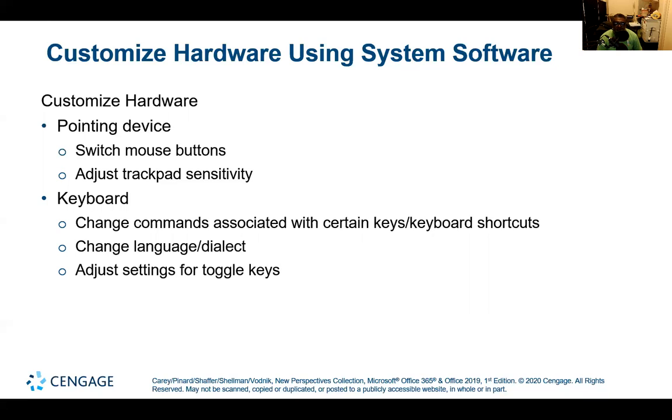You can adjust the settings for your toggle keys. Your toggle keys are those F keys, okay, F1 through F12. And you can get them to do other things other than what they were originally designed to do. You just need to go into the keyboard settings and tell it, all right, when I hit this key, this is supposed to happen.